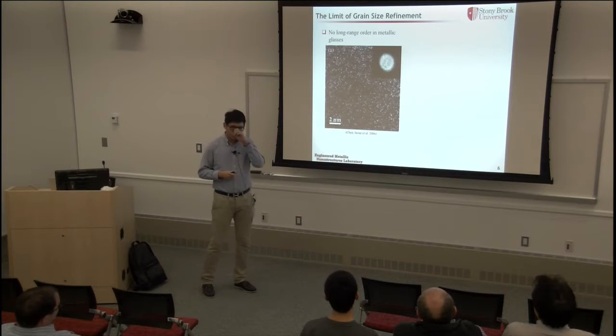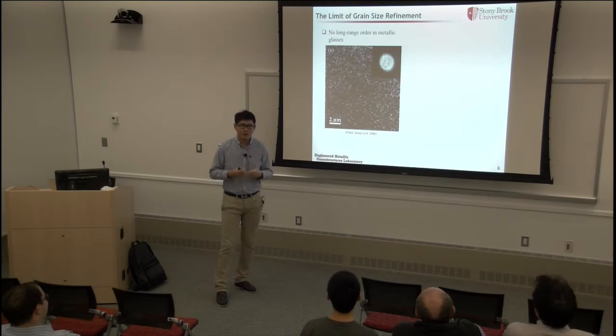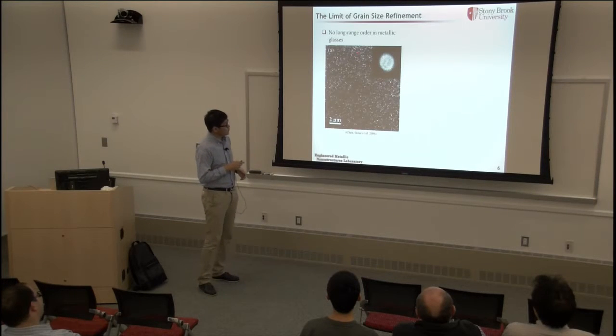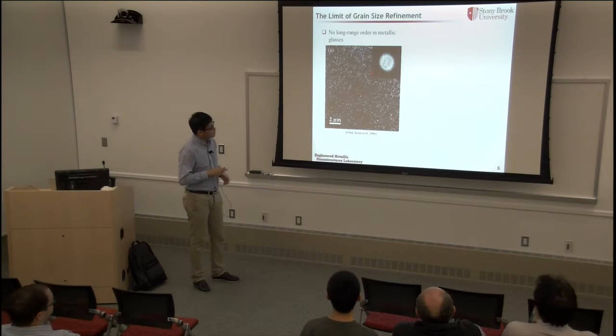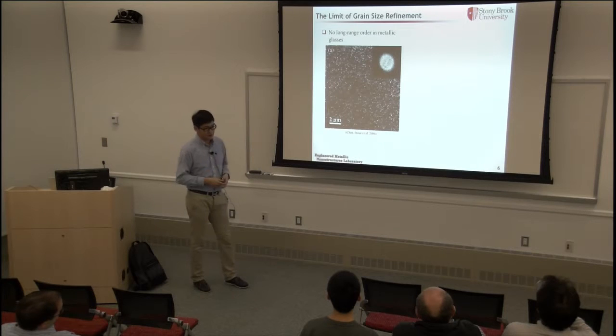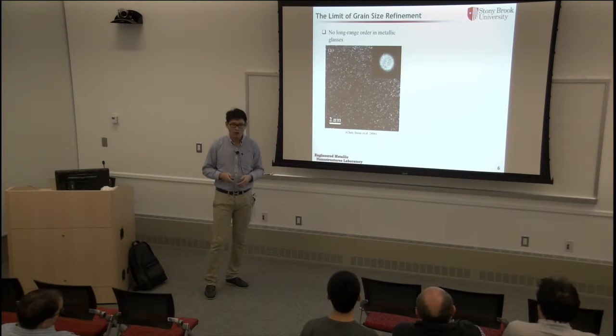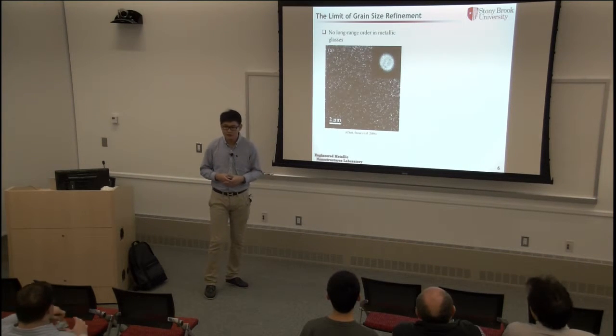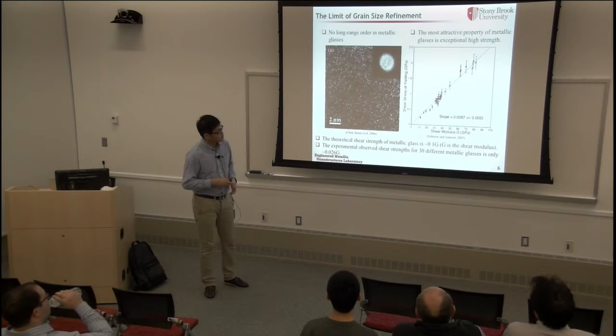So with the extreme refinement of the grain size, we approach the amorphous limit, where the atoms show no long-range order. This amorphous solid, we call it metallic glass. One of the most attractive properties of metallic glasses is extremely high strength.